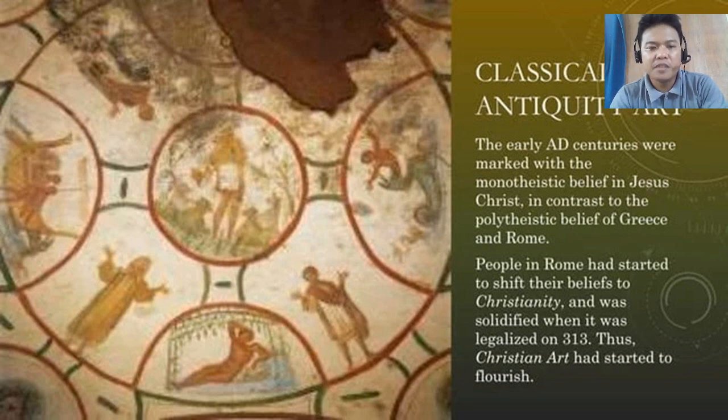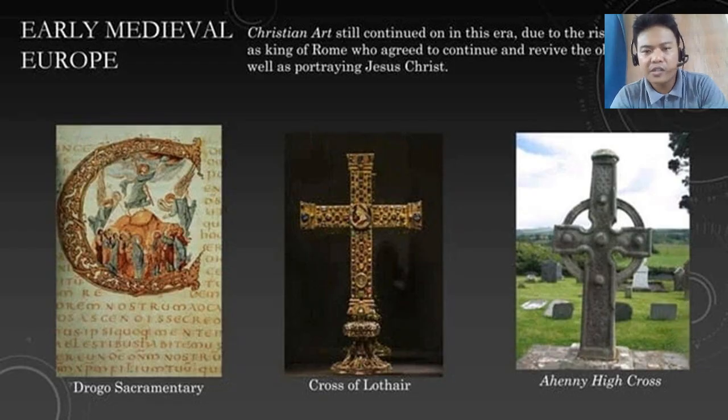Now let's move on to early medieval Europe. Christian art still continued in this era, due to the rise of Charlemagne as king of Rome, who agreed to continue and revive the old styles of art, as well as portraying Jesus Christ.